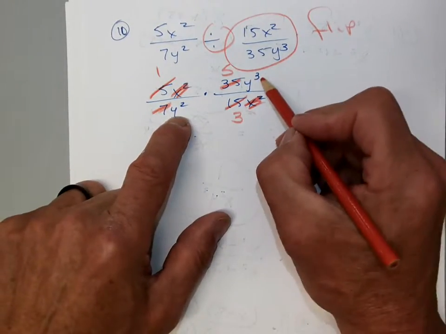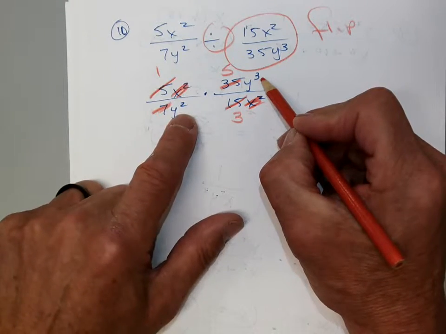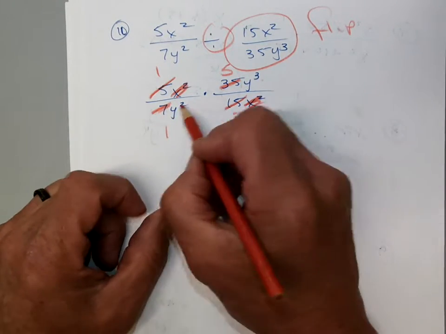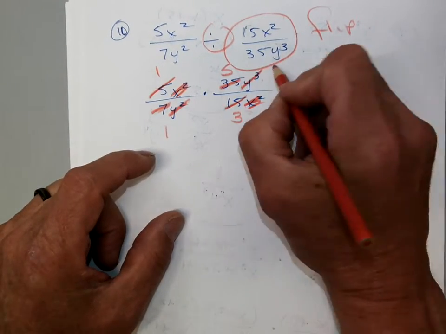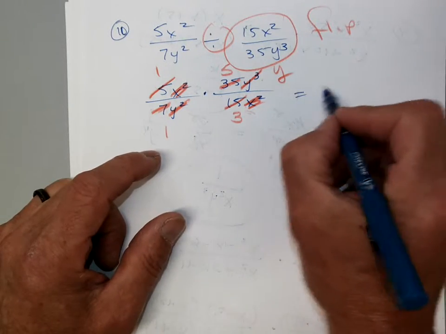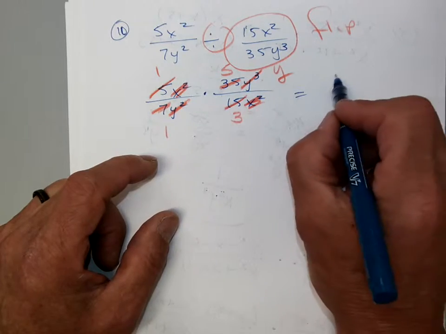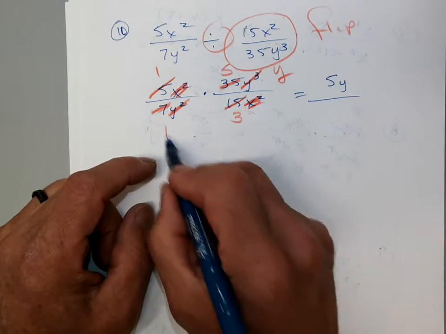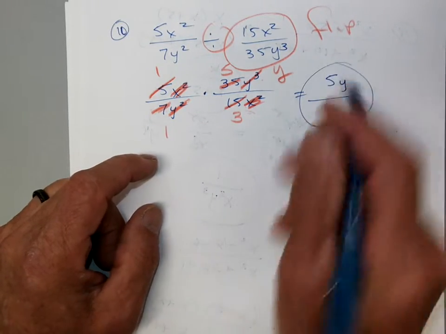Okay, Daisy, you see it? Y squared, y cubed. 2 of these cancel with 2 of those, so then I'm just left with a plain old y. Okay, so what's left over? Well, on top, I'd have 1 times 5, or a 5y, and on the bottom, I just have a 3, that's all.